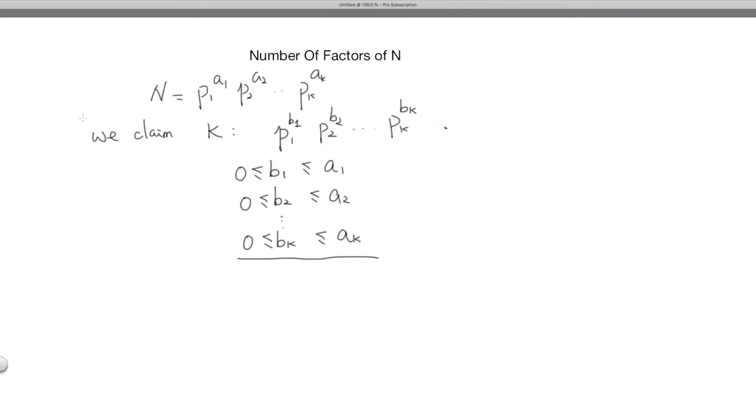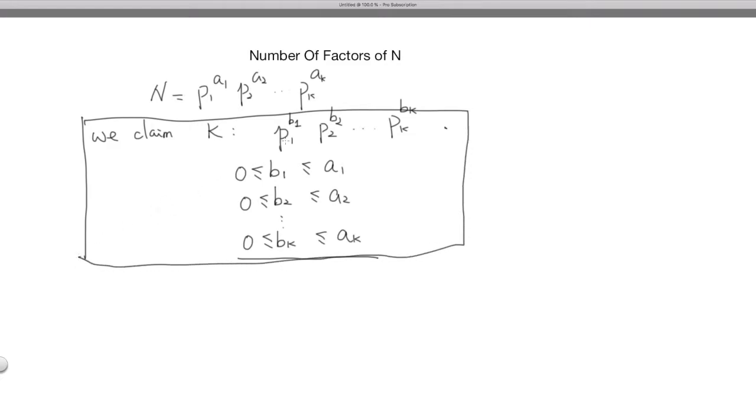Actually, this claim is really the general form of what makes a number a factor of another number. For the factor k, if you do the prime factorization, it's going to be written as p1 to the power something, p2 to the power something, all the way to pk to the power something. And those powers have to be less than or equal to the original powers of the number n. Now, of course, we're asking the question of how many such k's there are.